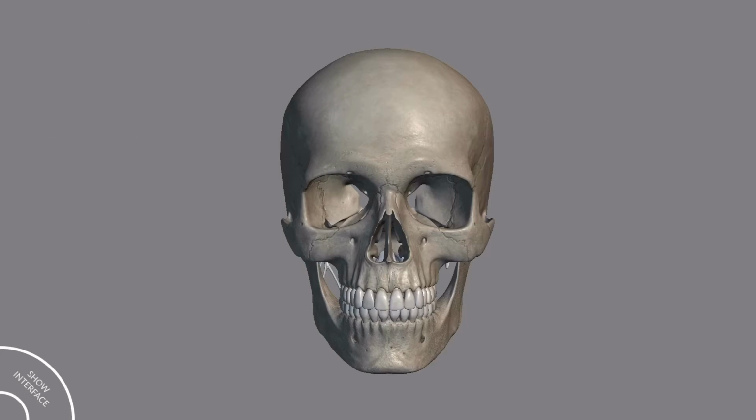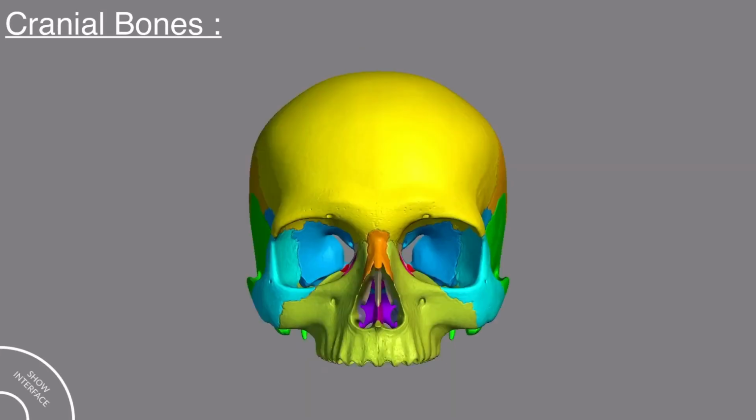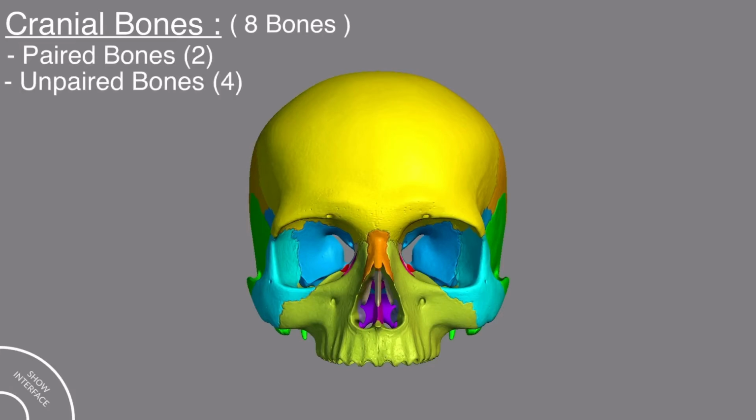Now let's begin with the cranial bones. So for that we have to move to a different model. In this model, all the bones are colored differently so you can identify them easily. Cranial bones consist of 8 bones. Among the 8 bones, 2 of them are paired and the rest of the 6 are unpaired bones.